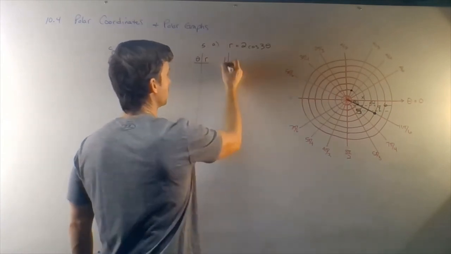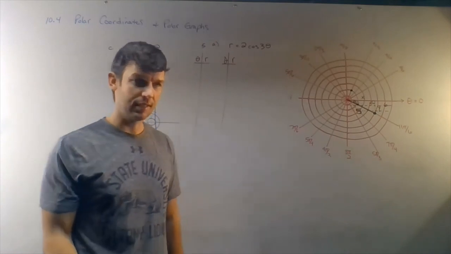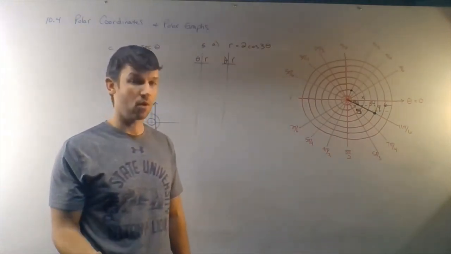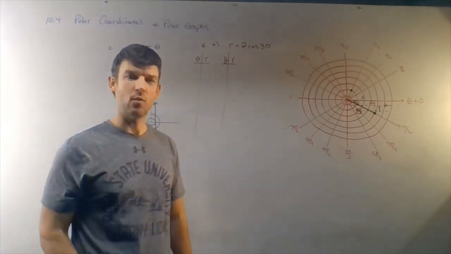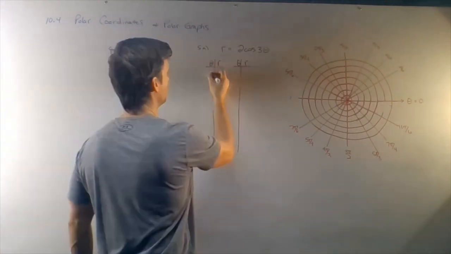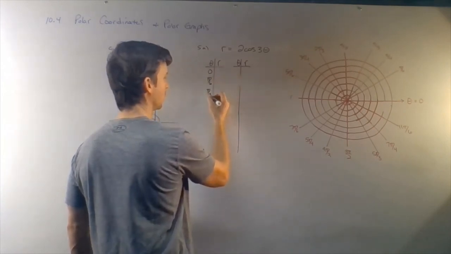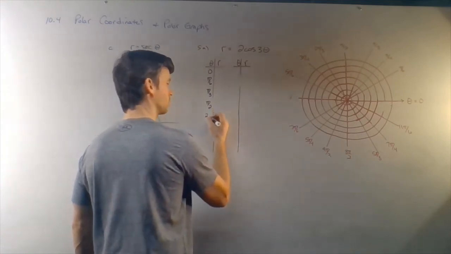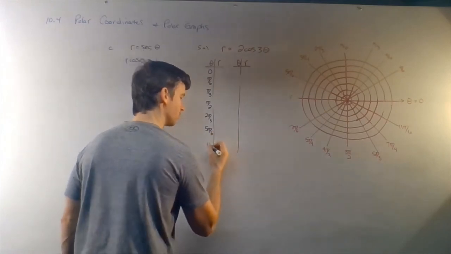R depends on what we plug in for theta. And then we're just going to start going through our thetas. A lot of times I'll count by pi over 6s. Usually that's enough. Sometimes you can count by pi over 4s. Maybe in the future we'll see when we can count by certain amounts. But pi over 6 should be enough. So 0, 1 pi over 6, 2 pi over 6, which is pi over 3, 3 pi over 6, which is pi over 2, 4 pi over 6, which is 2 pi over 3, 5 pi over 6, 6 pi over 6, which is pi.